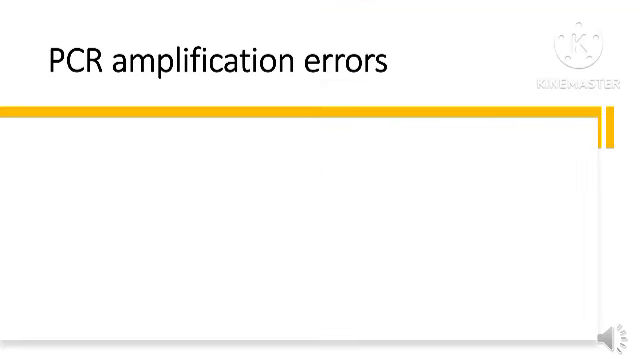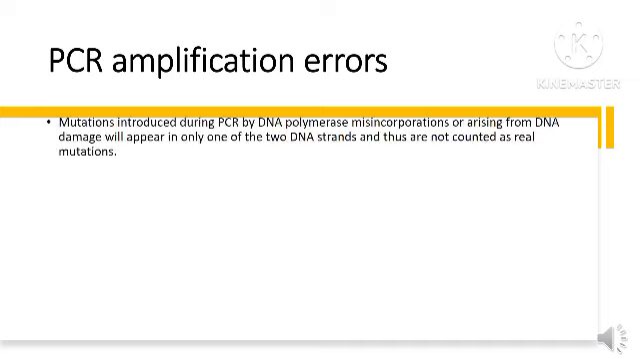So what are PCR amplification errors? How do they affect your limit of detection? Mutations can be introduced during PCR by DNA polymerase misincorporations, or they can also arise from DNA damage, which will appear in only one of the two DNA strands, so they are not counted as real mutations. DNA polymerase can also misincorporate some of the bases, which leads to an amplification error that appears as a mutation, but that is not a true mutation.